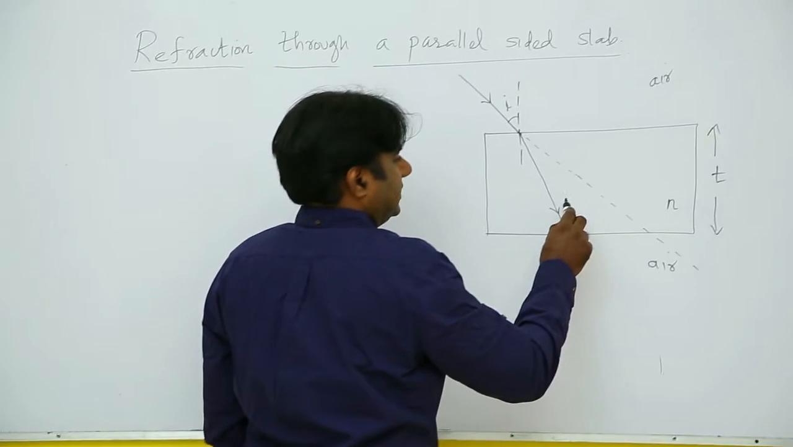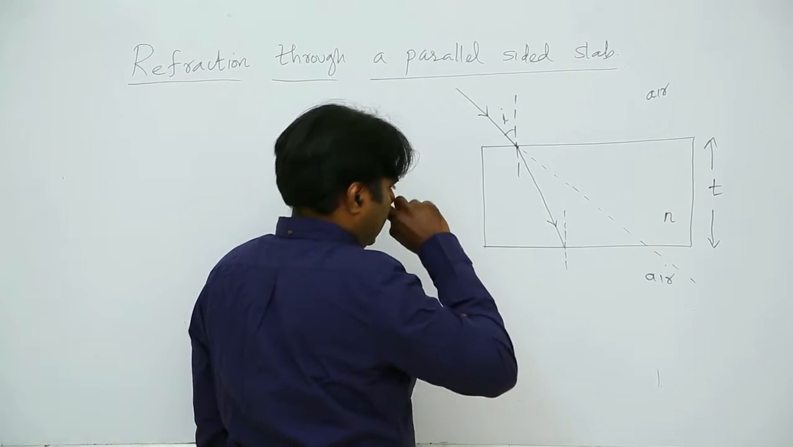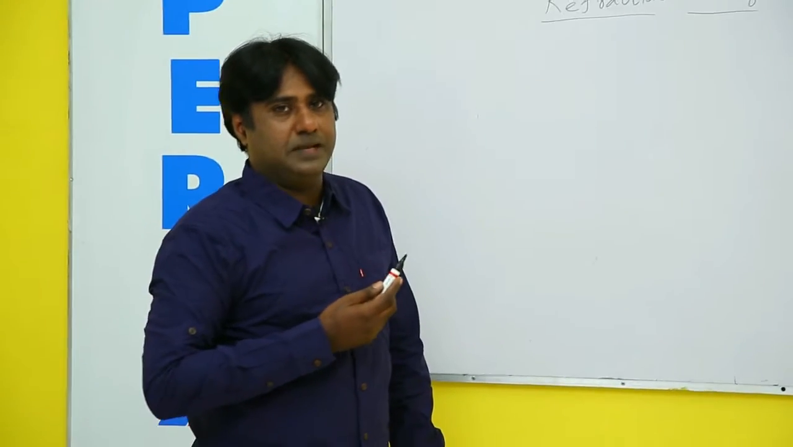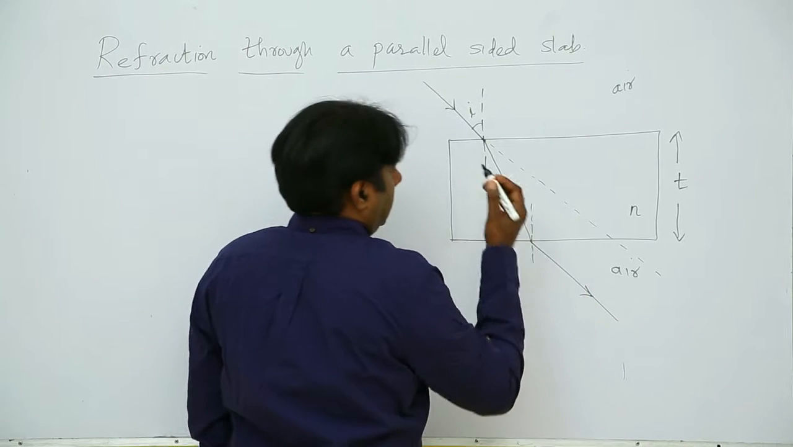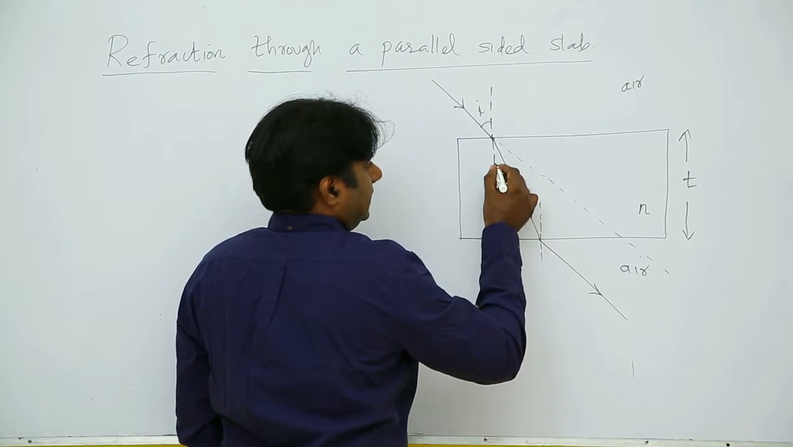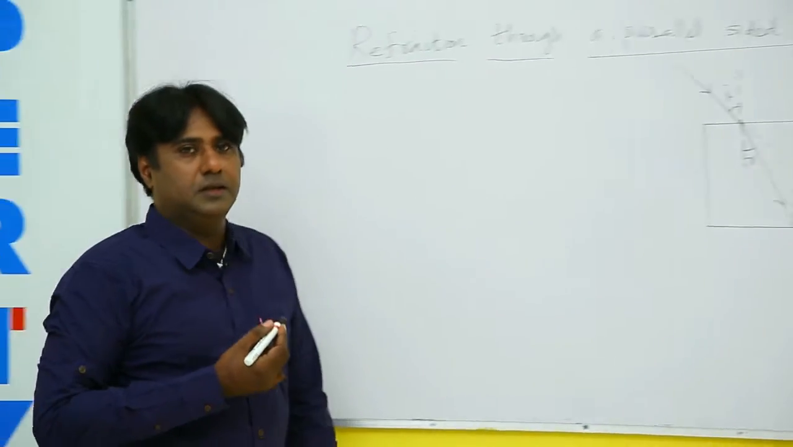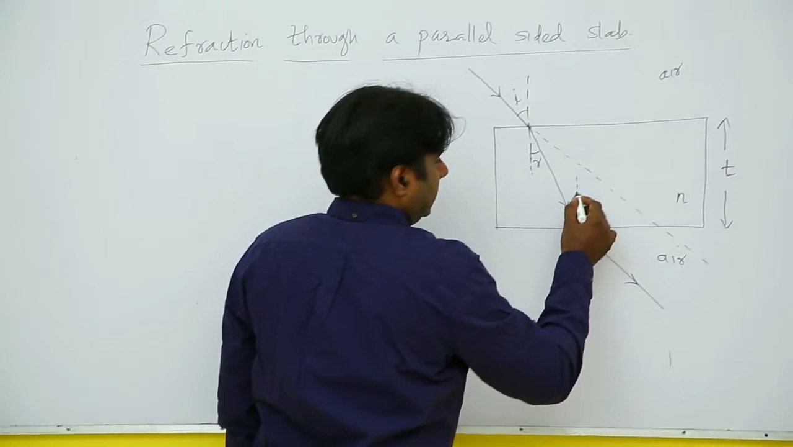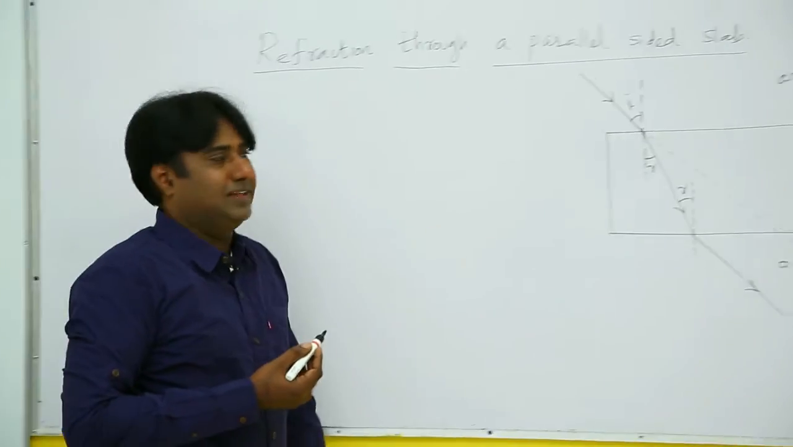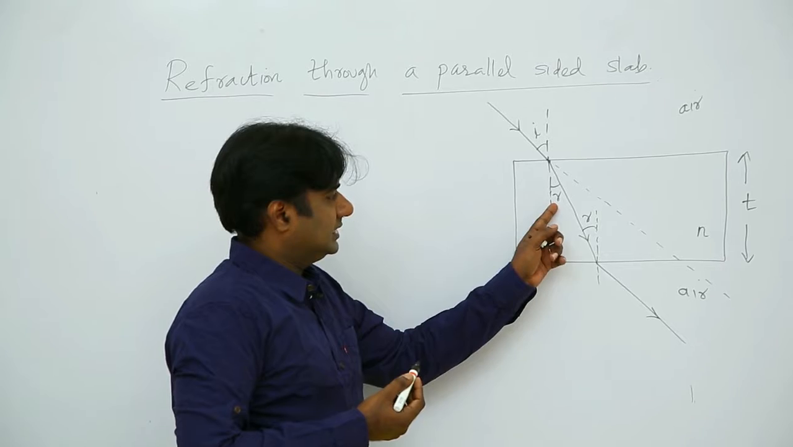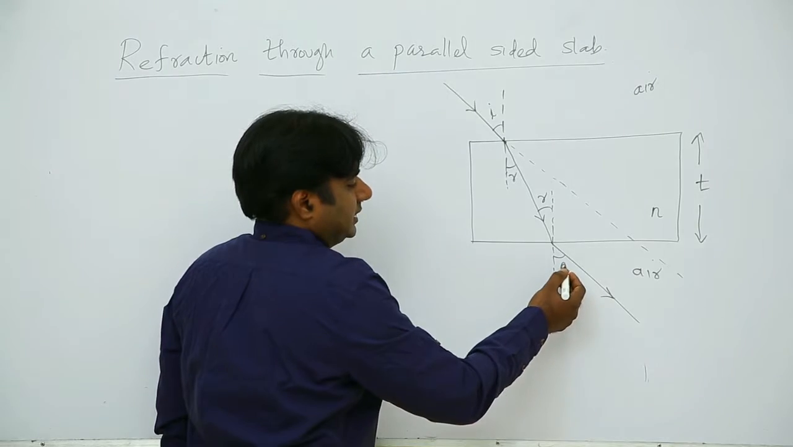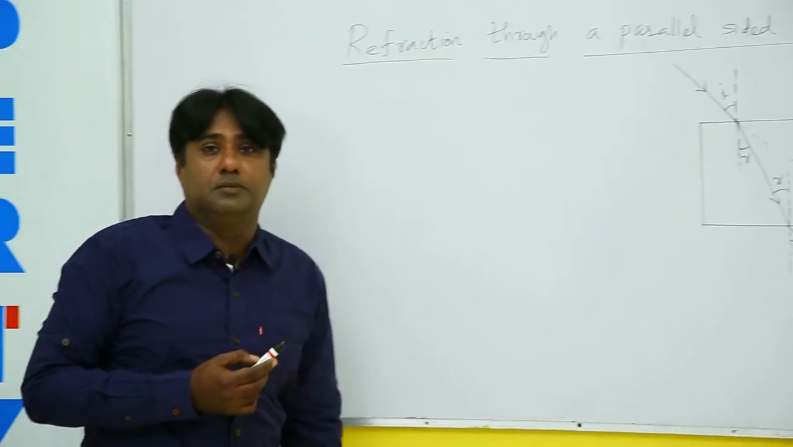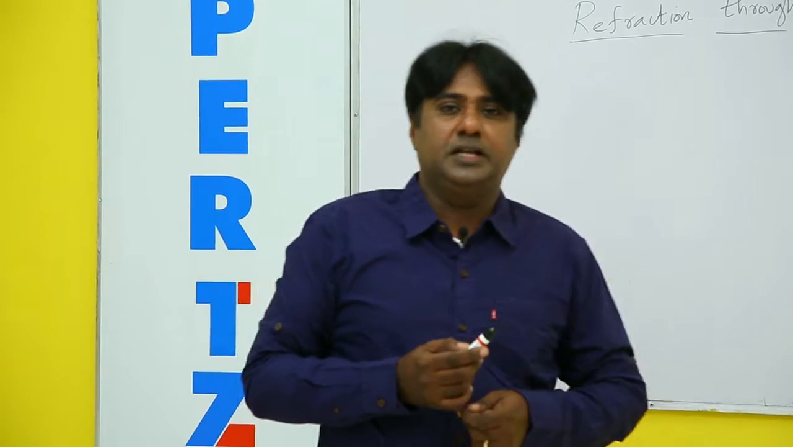Now it comes to the next interface, the second interface. There it again undergoes refraction. This time it is going from a denser to a rarer medium, so it has to bend away from the normal. So bending away from the normal, suppose it is like this. I have taken i as the angle of incidence, then this is the angle of refraction r at the first interface. The angle of incidence at the second interface will also be r. This is i, this is r, this will also be r, and this is the angle at which the ray emerges. I am going to call e the angle of emergence. I have i angle of incidence, e angle of emergence.